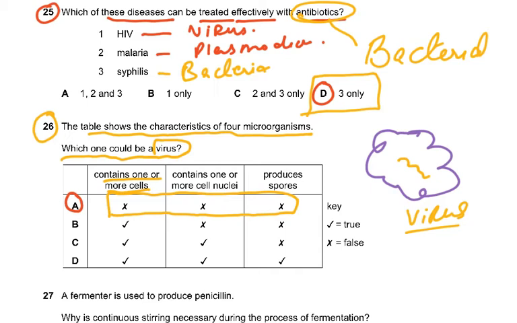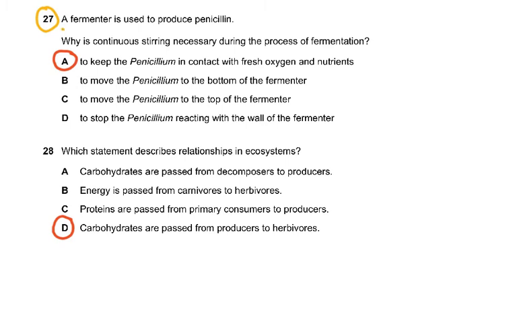So please understand this. Then coming on to question 27, a fermenter is used to produce penicillin. You add the fungus called penicillium. So that was the same in all these four points. You have to read all four, and the correct answer was to keep the penicillium in contact with fresh oxygen and nutrients.